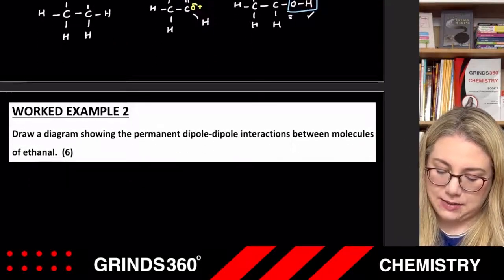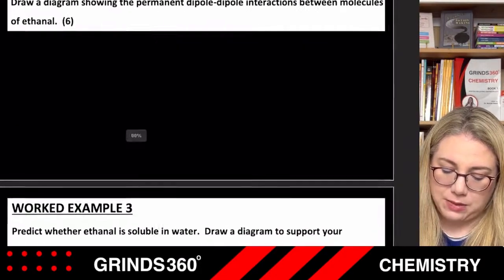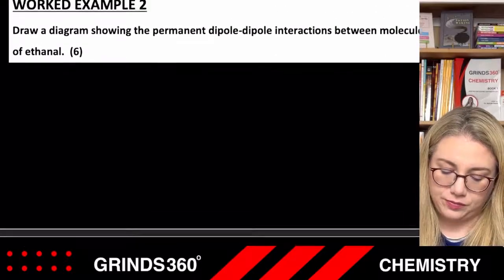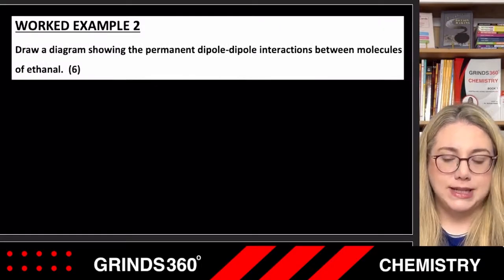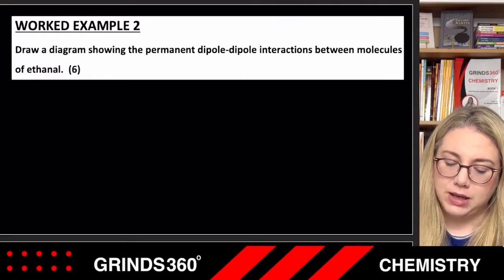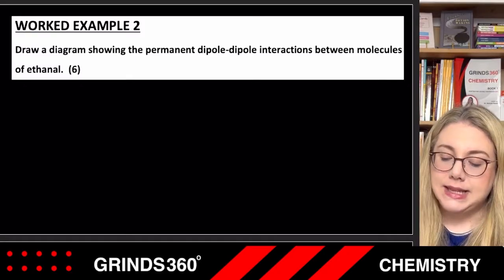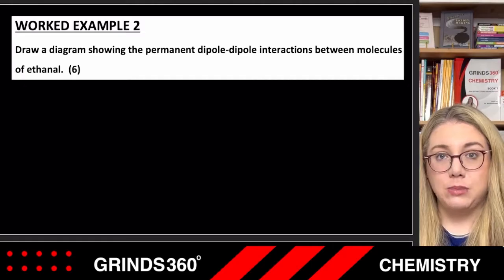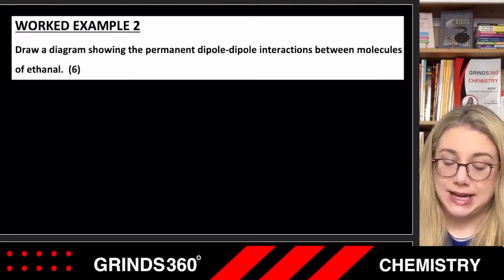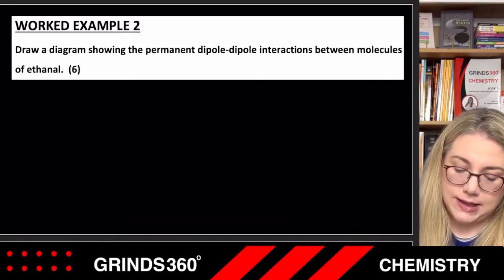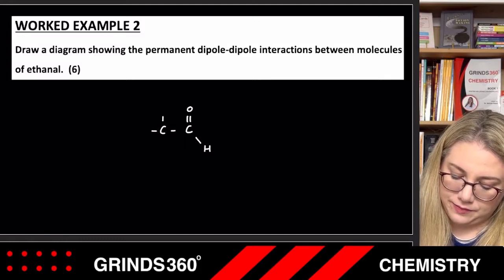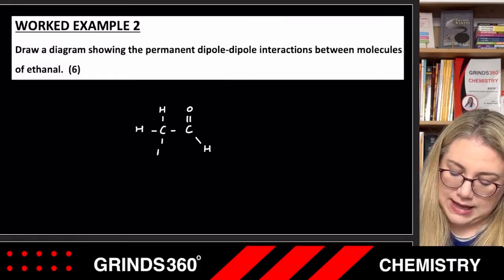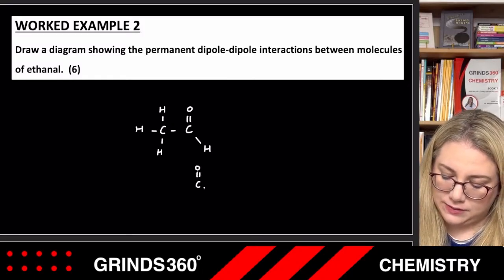Now, our next worked example, let's have a look at worked example number 2. So this one. Draw a diagram showing the permanent dipole-dipole interactions between molecules of ethanal. This is very similar to an exam question that came up a couple of years ago, and students could not answer this properly. So for this, we need to draw molecules of ethanal. So I'm going to draw out ethanal. There's one. And I need another molecule of ethanal, like that.